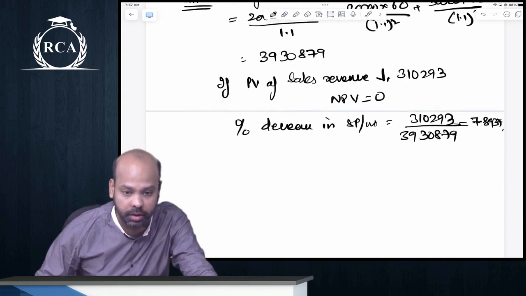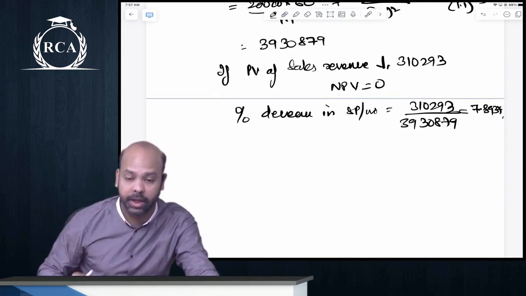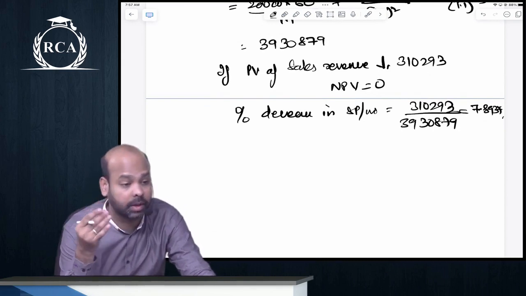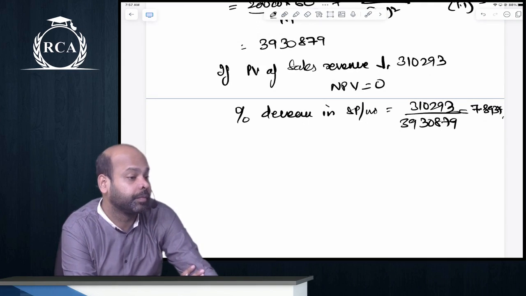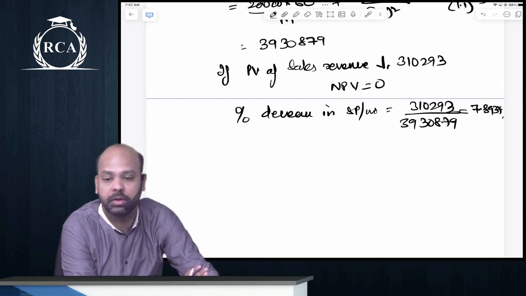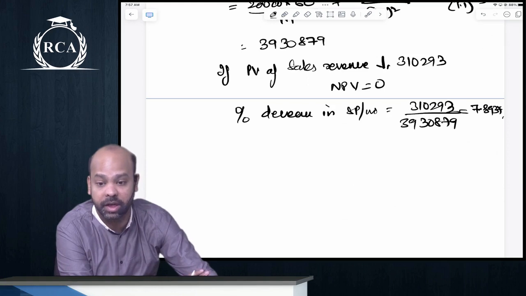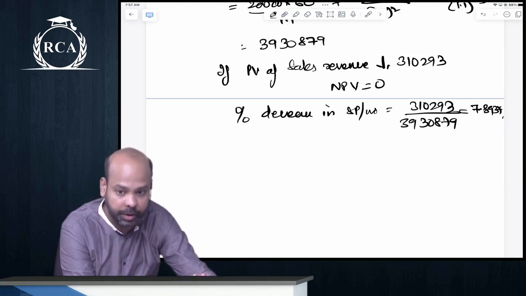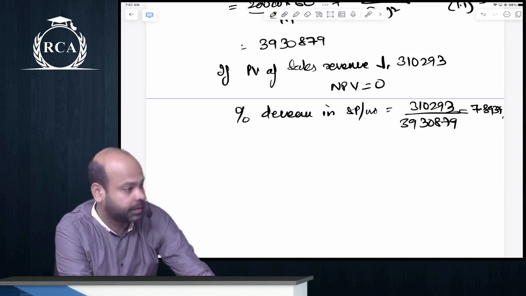This into 60 rupees, if you do it, beta, that is basically the percentage decrease in selling price per unit. If you write 60 rupees into 7.8937%, you will get exactly 4.73. Now you will see that variable cost: 4.7346 divided by 40 rupees. You will get this as the percentage increase in variable cost, because this was done per unit. Instead of dividing by 60 rupees, you will now divide by 40 rupees.